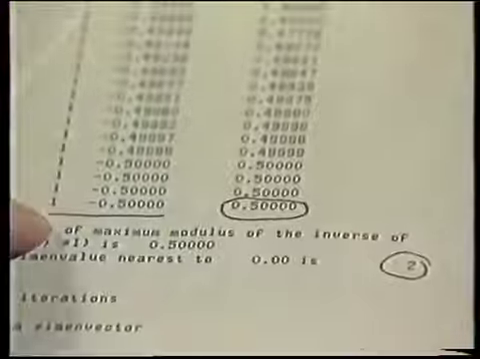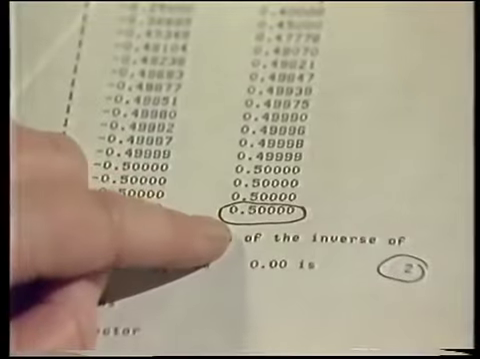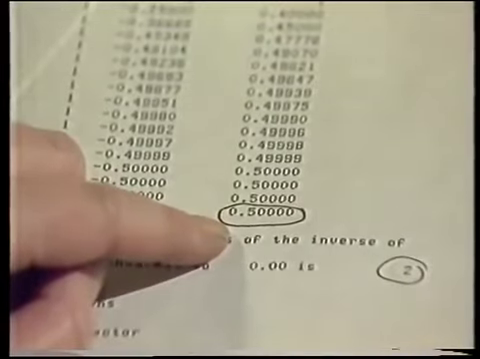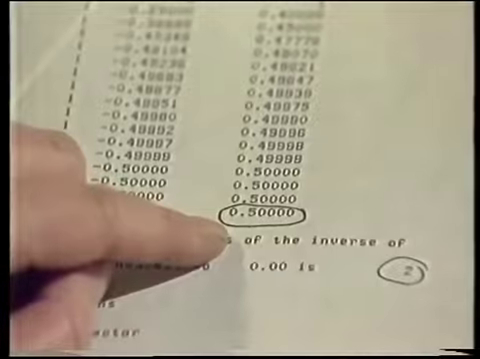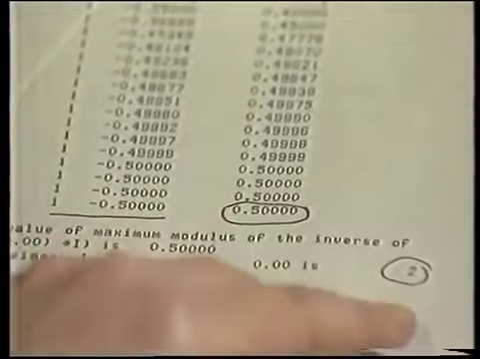This converges to the eigenvector I want, and this scale factor converges not to 2, but to a half, which is the eigenvalue of the inverse matrix. And then, because we're using inverse iteration, the computer calculates what the eigenvalue of A would be, 2. So, inverse iteration will find for us the eigenvector whose eigenvalue has the smallest modulus.